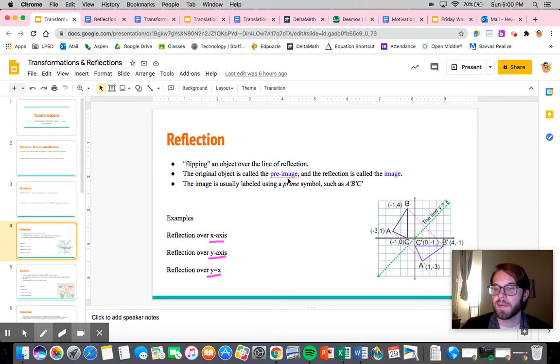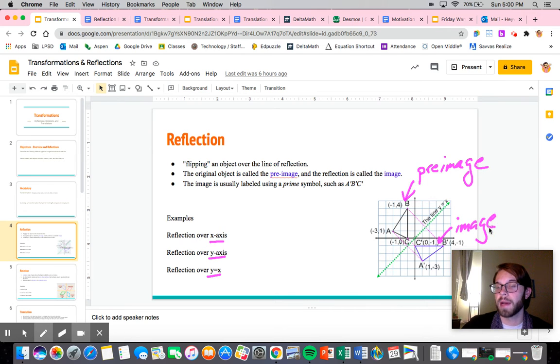A few pieces of information. The original image, as you can see here, is the pre-image. So this right here, this is our pre-image. All right. And then the image after you've transformed it. This is true of all transformations, not just reflections. The image after you transformed it is just called the image, right? The object here. So this would be the image.